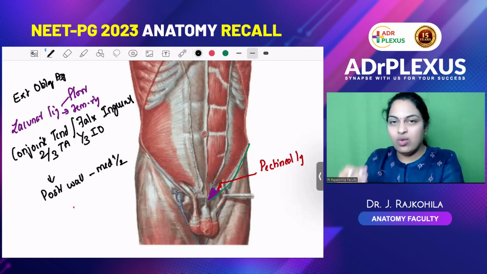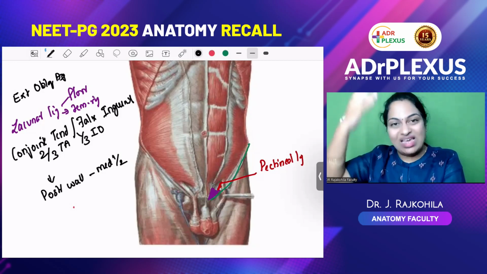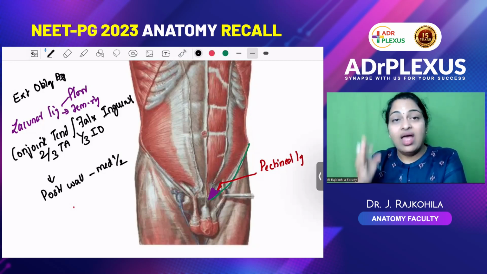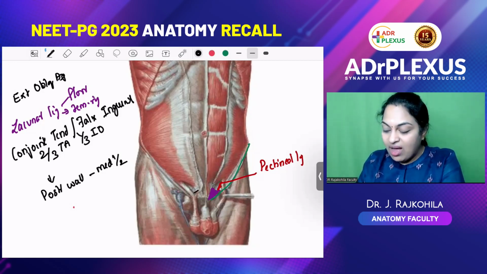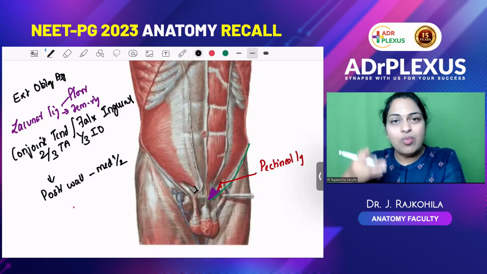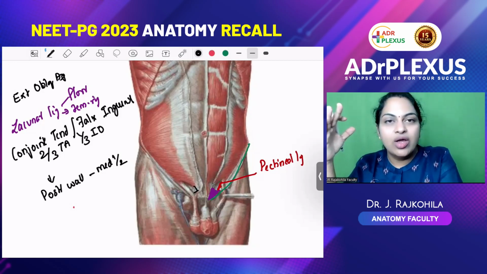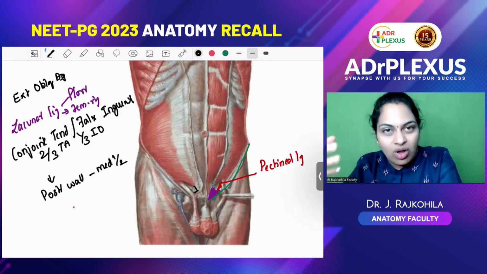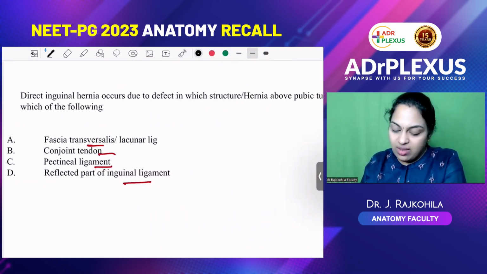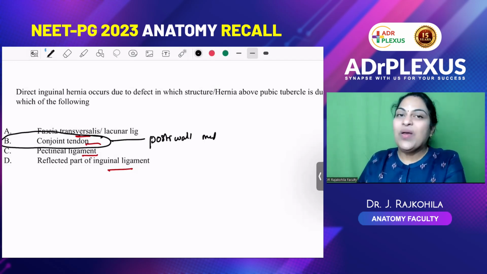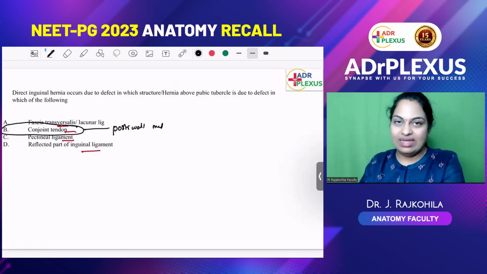The medial half of the posterior wall, which is already weak, right? We have the fascia transversalis, and in front of that, the medial half is formed by the conjoint tendon. And over the conjoint tendon, the reflected part of the inguinal ligament. So this strengthens the posterior part of the posterior wall of the inguinal canal. So direct inguinal hernia occurs due to weakness of the abdominal wall muscles or through a defect called Hesselbach's triangle. But as per the options given, the best choice will be the conjoint tendon, which lies in the posterior wall, medial half, behind the reflected part of the inguinal ligament.